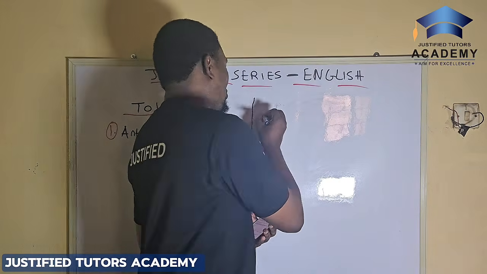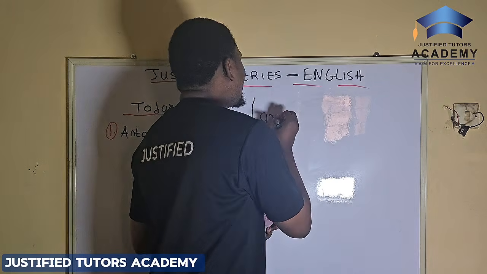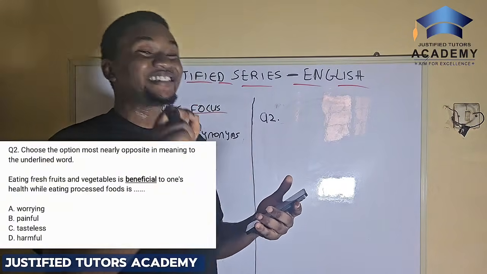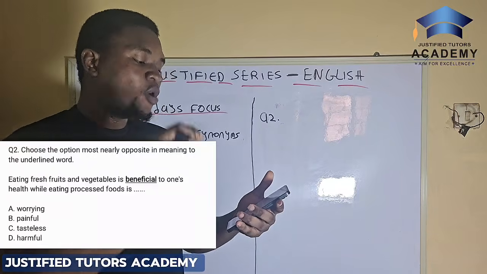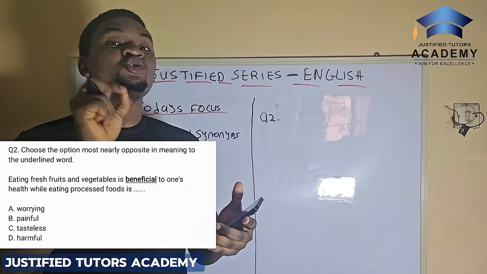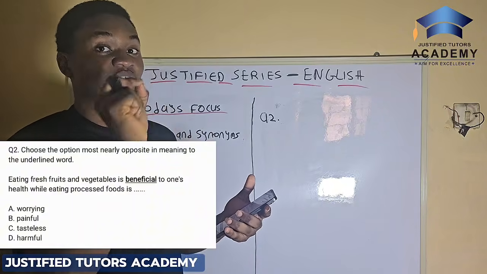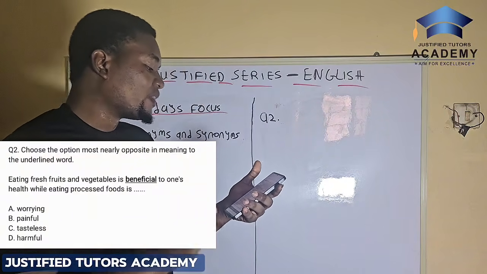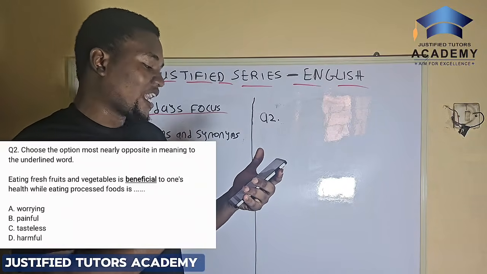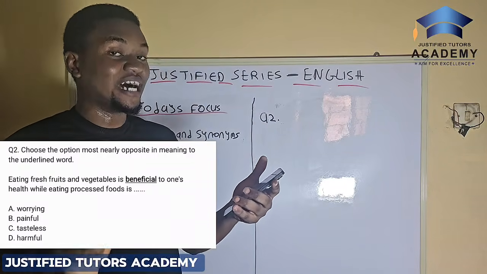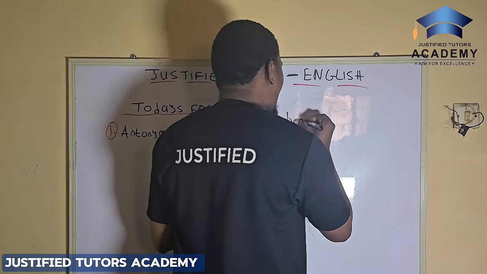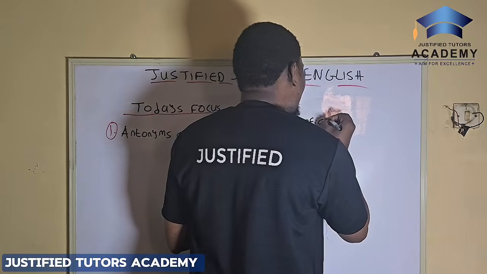So now the next question is question 2. It will also be displayed on your screen, and it says, choose the word most nearly opposite in meaning to the underlined word. You can see they use most nearly now. All they are saying is that you should choose the word opposite in meaning to the underlined word. The question goes, eating fresh fruits and vegetables is beneficial to one's health, while eating processed food is dash. The underlined word here is beneficial.